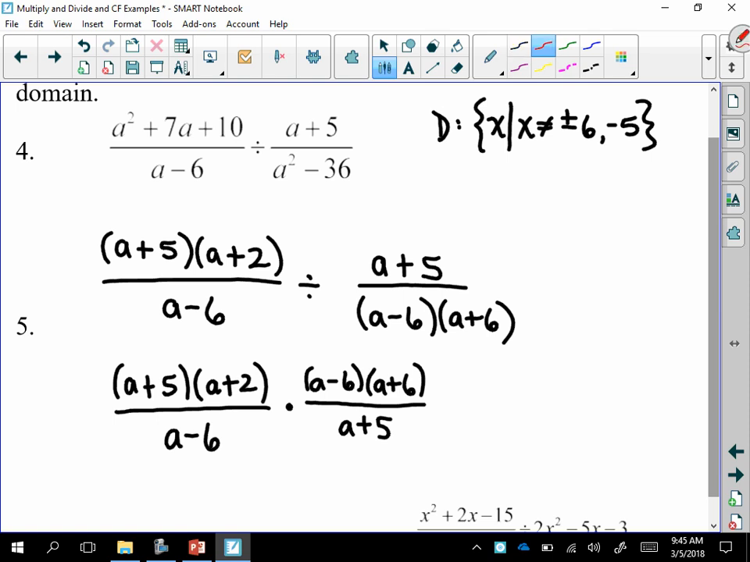And now let's see, it's multiplication, so we can start canceling. The a plus 5s will cross cancel, the a minus 6s will cross cancel, and all that's left is a plus 2 times a plus 6.